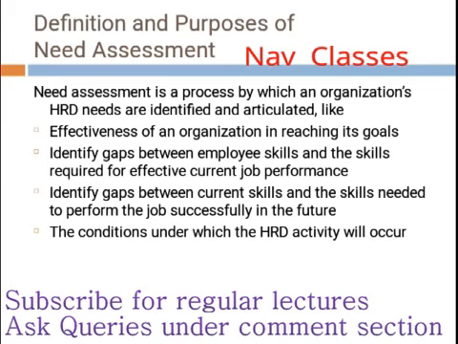And then we see at the current level, the second point is for the current level, discrepancies or gap between employee skill and skill required for effective current job performance. Whatever job the personnel is doing right now, we see whether they have the required skills right now to do the current job or not. If they don't have the required skills to do the current job, then we make such training programs so that they can do their job correctly.